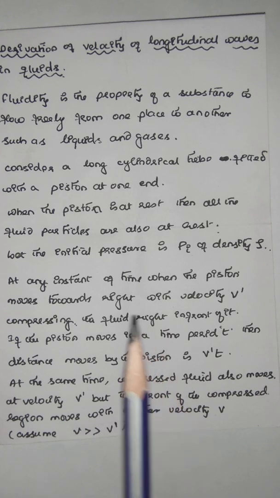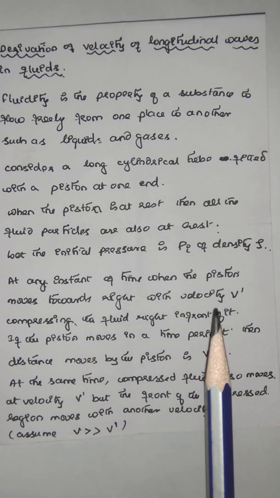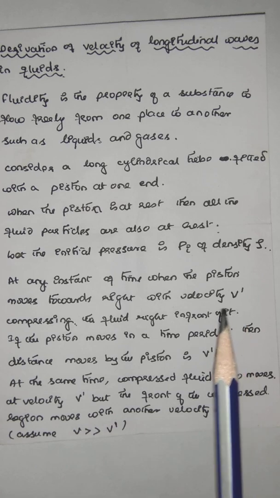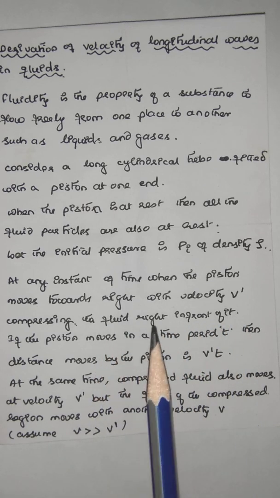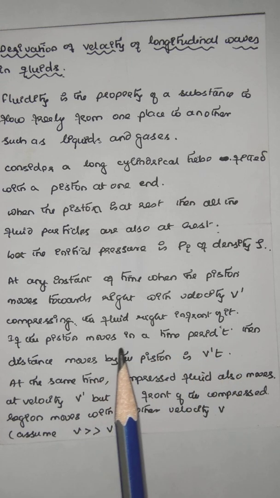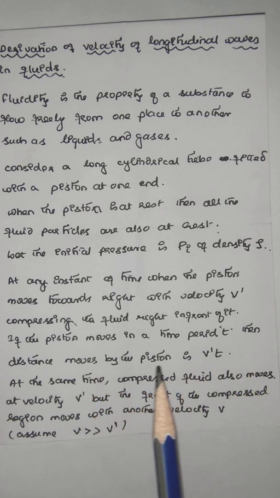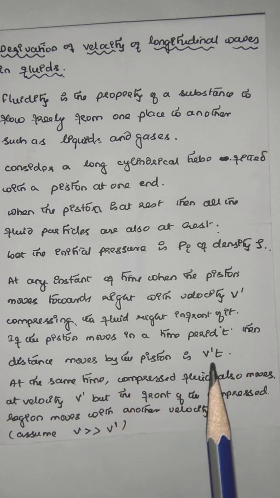At any instant of time, when the piston moves towards right with certain velocity V dash, then it compresses the fluid right in front of it. If the piston moves in a time interval of t, then the distance moved by the piston is V dash into t.